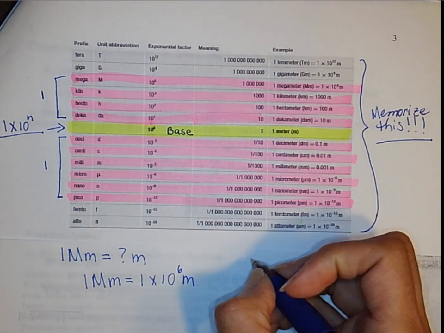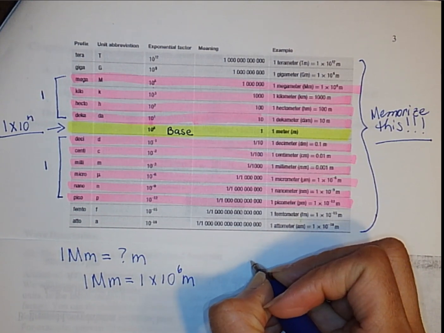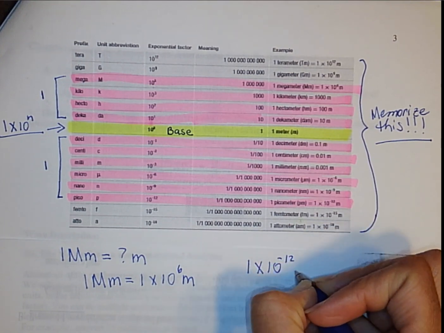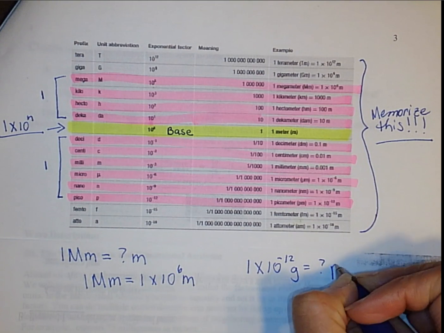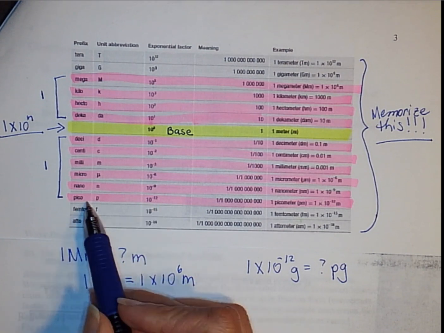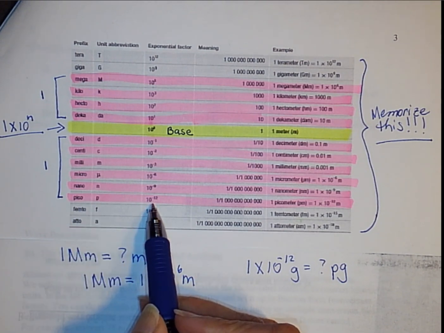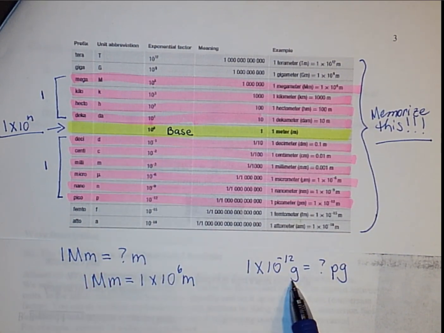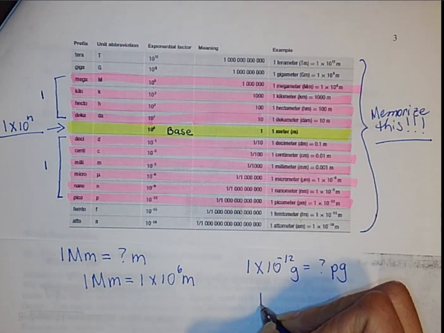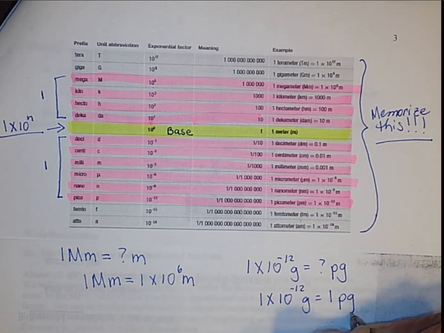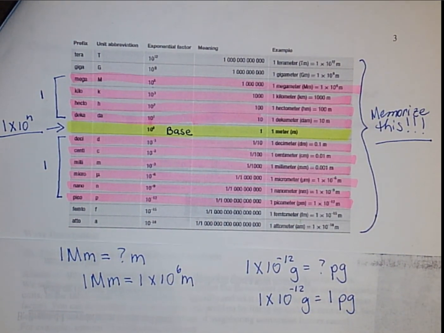Let's do another one. We have 1 times 10 to the negative 12 grams, equal to how many picograms? Well, here's pico right here. Keep in mind that a pico is 10 to the negative 12th grams. So if our base, the gram, is 1 times 10 to the negative 12th grams, then we are actually saying that this is equal to, in reality, 1 picogram. That's just a few examples. We can do another one.